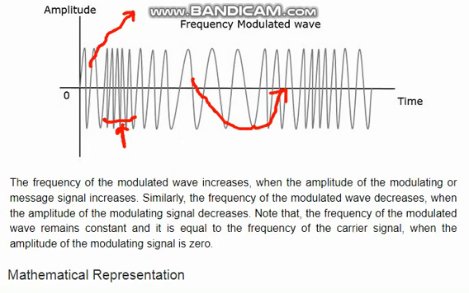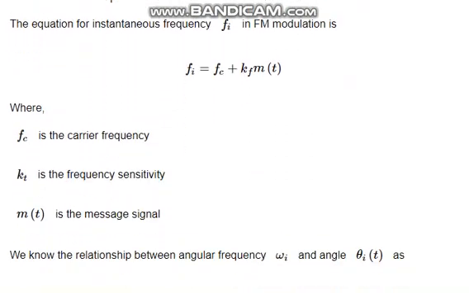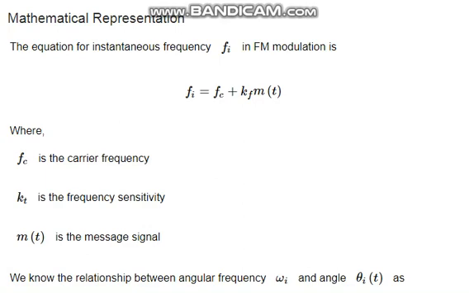It is equal to the frequency of the carrier signal when the amplitude of the modulating signal is 0. If the amplitude of the modulating signal is 0, then the carrier signal will be equal to the modulated signal, otherwise it will not be equal to each other. So now the main mathematical representation in FM modulation is the changes in the instantaneous frequency.